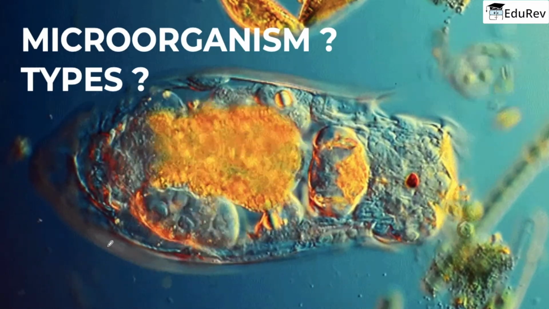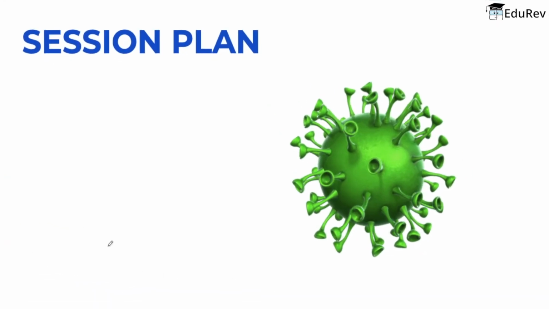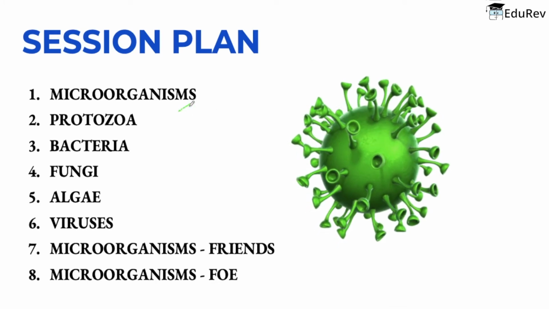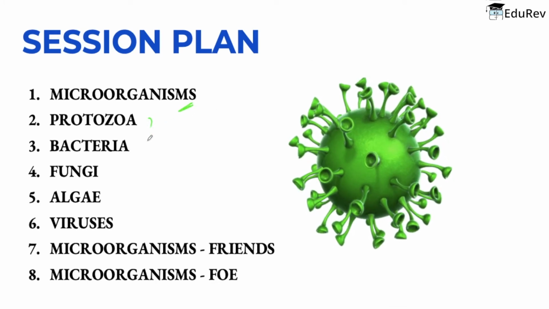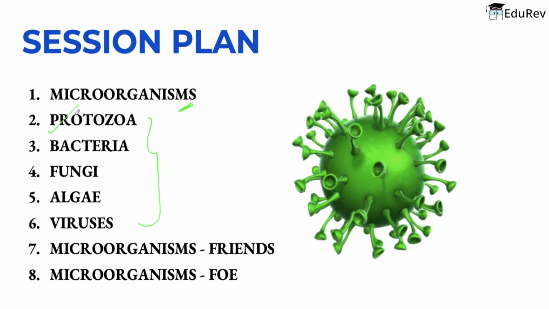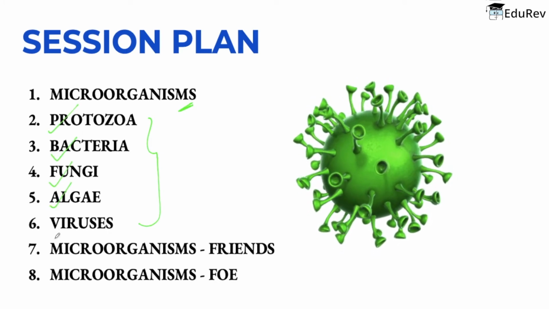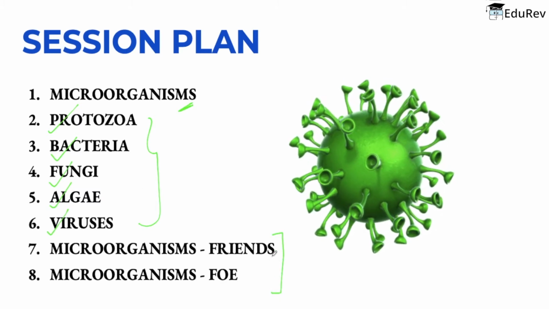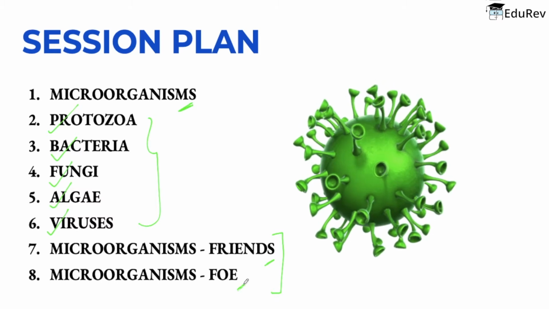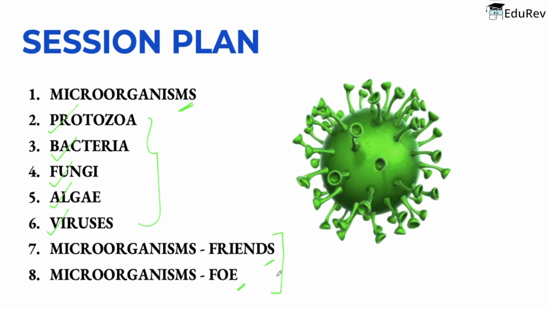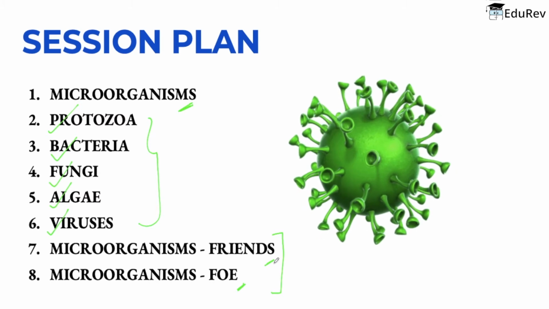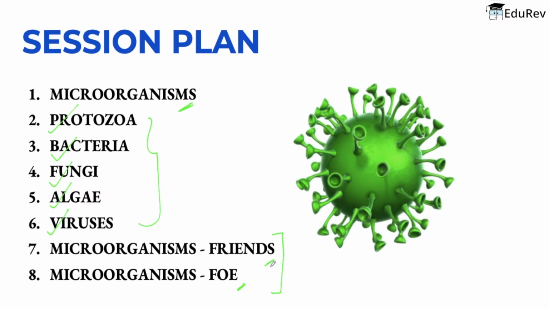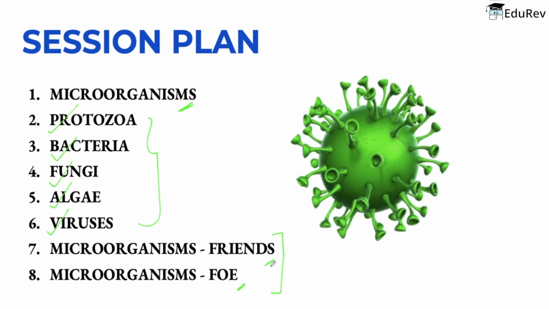So before starting, let's see what our session plan is. Firstly, we are going to see what microorganisms are. Then we will see the types of microorganisms, that is protozoa, bacteria, fungi, algae, and finally viruses. Now, these two topics, that is microorganisms as friends and microorganisms as our foe, are also part of this chapter, but we are not going to cover them in this lecture. We will take these topics in further lectures. So without further ado, let's begin.